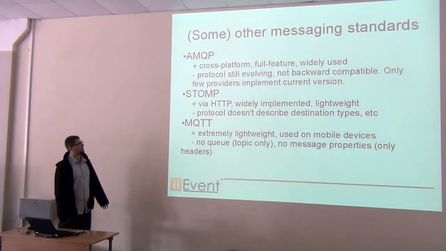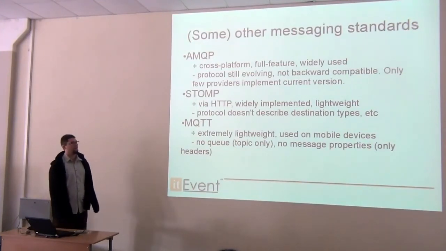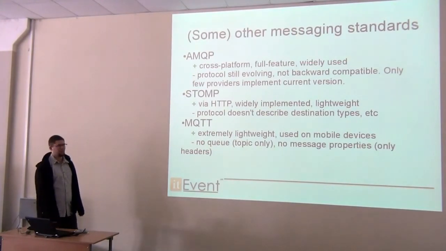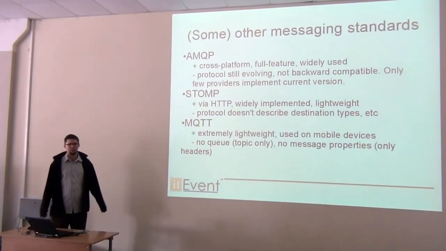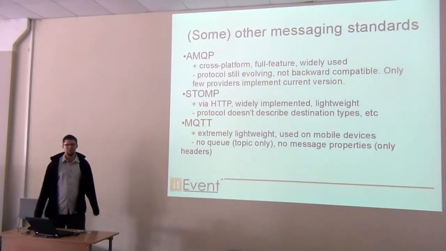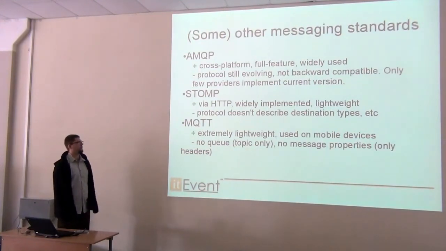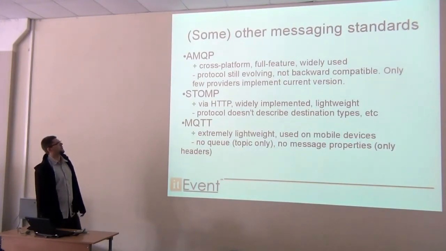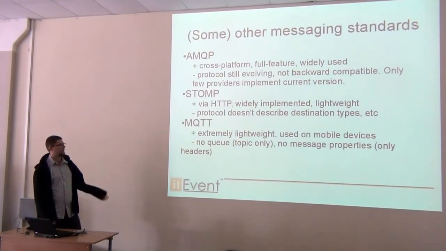What I find not great about AMQP is that it's still evolving. Version 0.9 or 0.10 is not compatible with 1.0. Currently, for example, RabbitMQ, which seems to be the most widely used AMQP implementation, doesn't support 1.0 yet. I don't know if they plan to do it. So this is what I find not very good about it, but it's still widely used right now. So definitely consider it if you have an application in many languages that you want to communicate asynchronously.